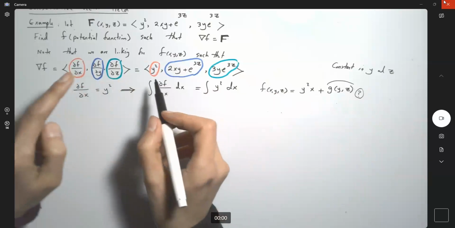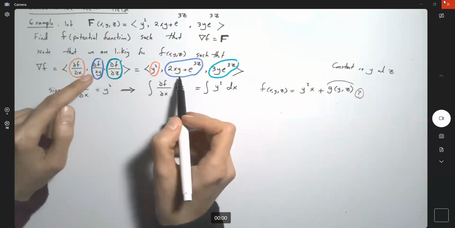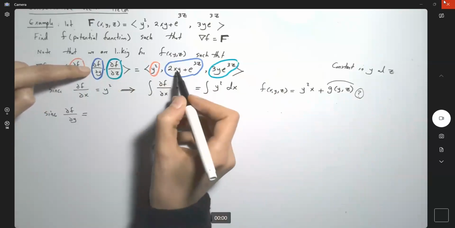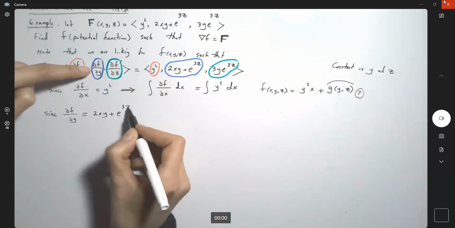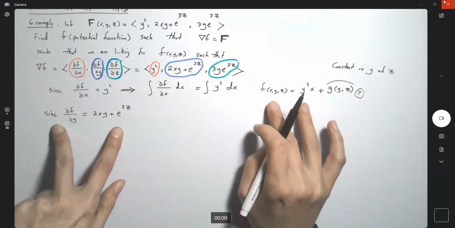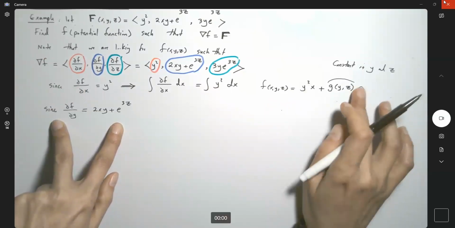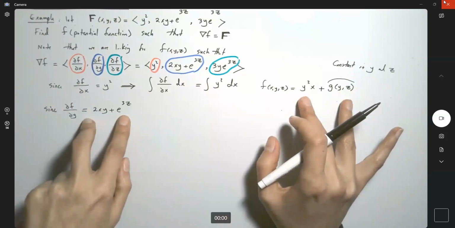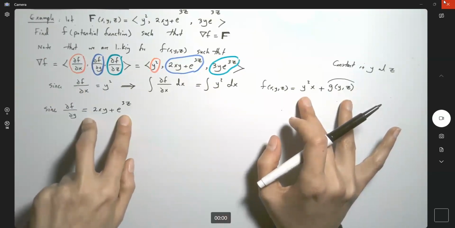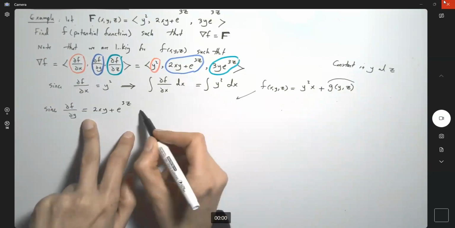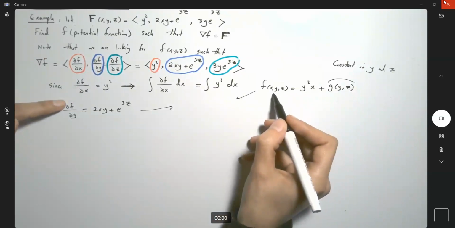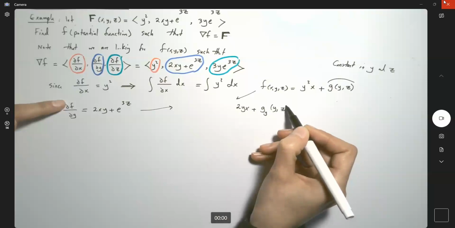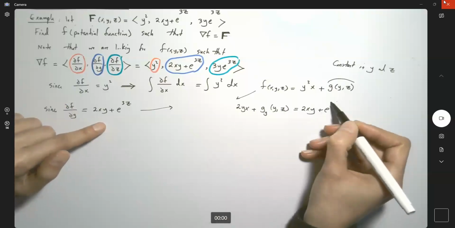What I'm going to do is use the blue components. Since the partial derivative of f with respect to y is equal to 2xy plus e to power 3z, and I already know my function has some elements, y squared x plus g of y and z, if I take the derivative of f with respect to y, it must be equal to 2xy plus e to power 3z. So let's do that. We're combining these two together. The partial derivative of f with respect to y is going to be 2yx plus g sub y of y and z, equal to 2xy plus e to power 3z.